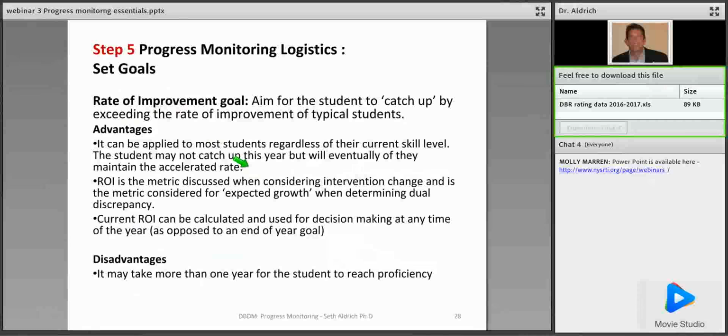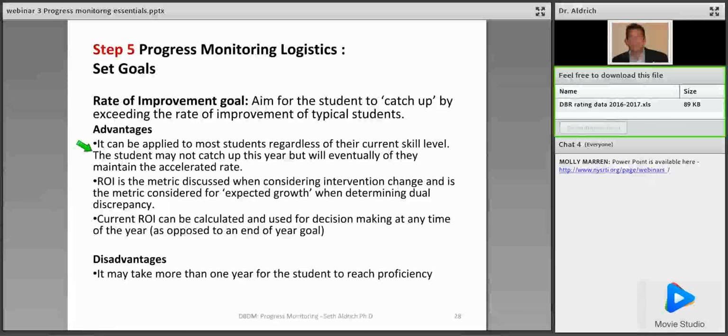That's why I really like rate of improvement goals. We call them catch-up goals, where they're accelerated progress. And there are some real advantages to these rate of improvement goals. In the past 4 or 5 years, there are now available norms to actually know how students typically progress on these measures, including STAR. FastBridge has rate of improvement norms. AimsWeb has rate of improvement norms.